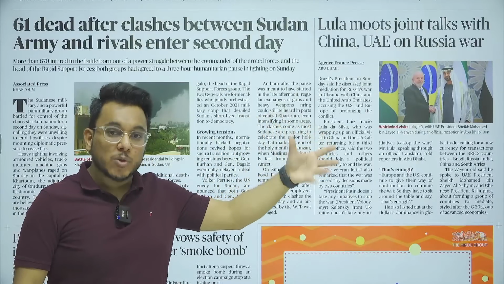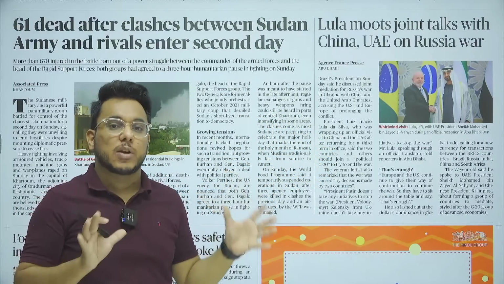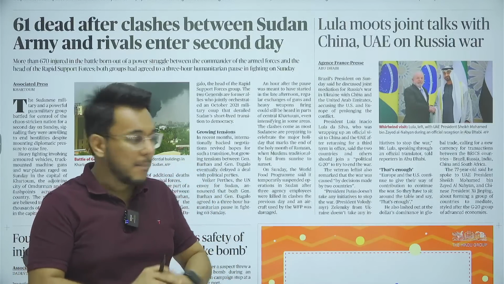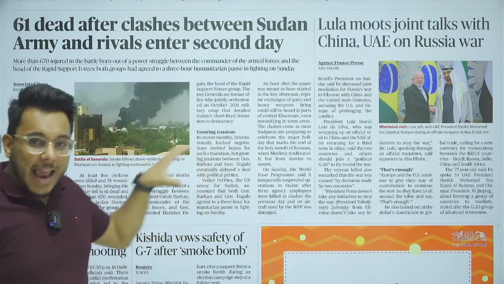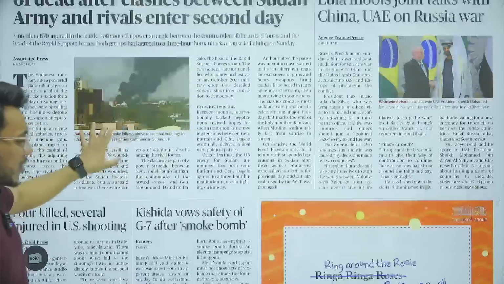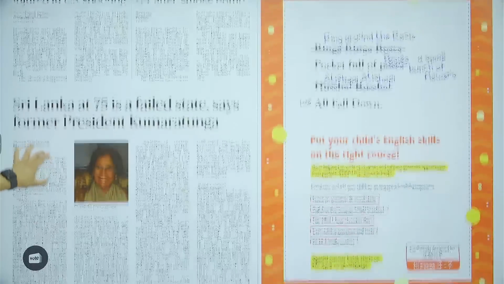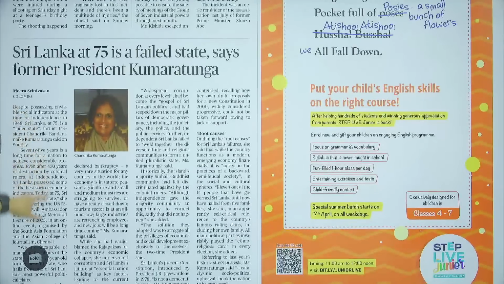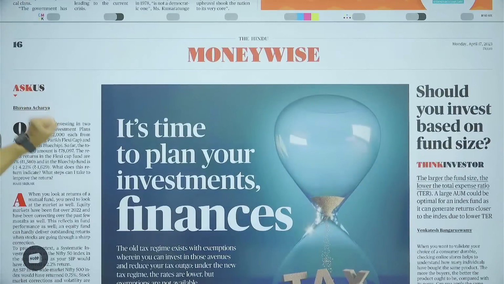Now understand this particular thing, guys: every country is proposing that the Russia-Ukraine war needs to come to a standstill, but at the end of the day nothing has happened up till now and nothing is in sight. You are not required to read every statement and every development in this line because it is not important for the exam. Then, Sri Lanka is a failed state, says former president. Then we have the money wise page.